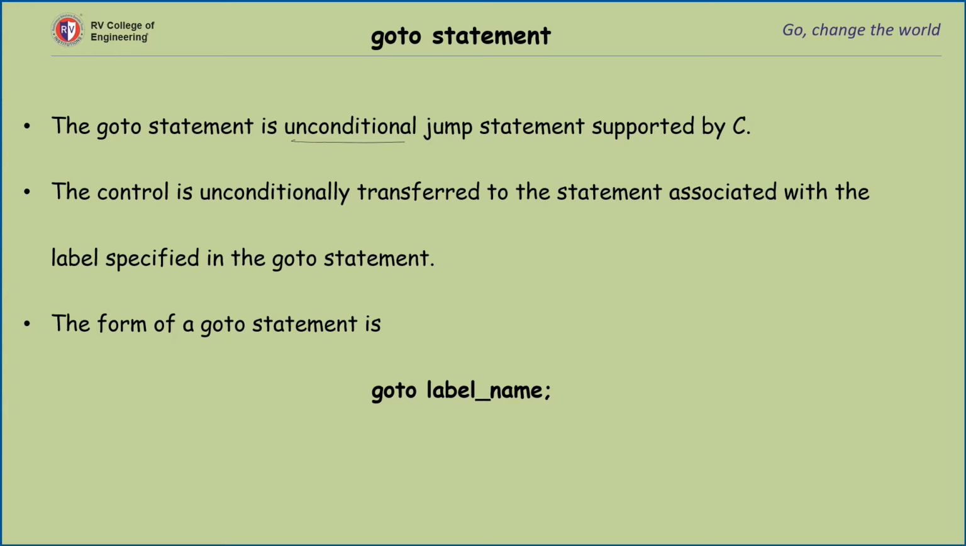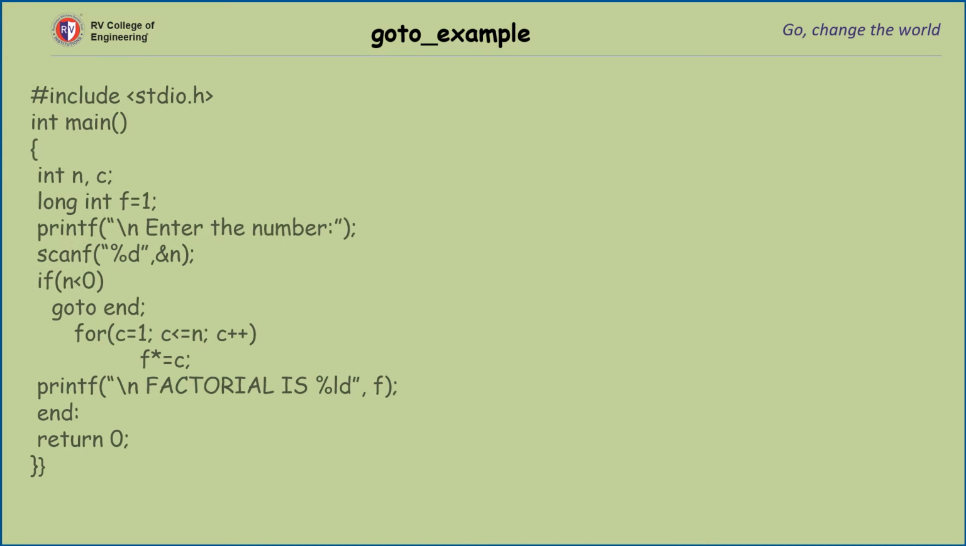Here, the control is unconditionally transferred to the statement associated with the label. That means, along with a goto, I specify where I want to move the control to. So the syntax is goto followed by a label name. Let us look at the example.